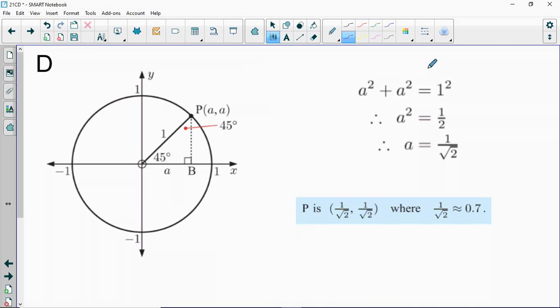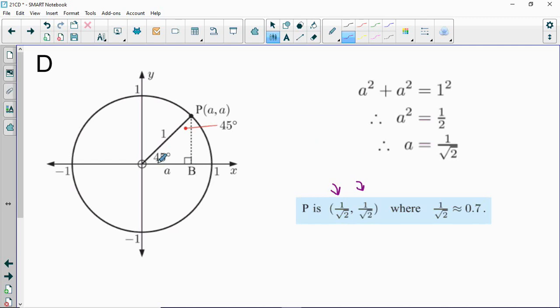And this next section is about memorizing even more trigonometric values of specific angles. And we begin with 45 degrees. So you should know that the cosine of 45 degrees is equal to 1 divided by the square root of 2. And the sine of 45 degrees is also equal to 1 divided by the square root of 2.